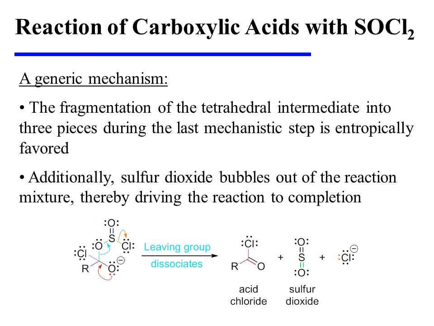The fragmentation of the tetrahedral intermediate into 3 pieces during the last mechanistic step is entropically favored. These 3 species increase the disorder of the system. Additionally, sulfur dioxide bubbles out of the reaction mixture, thereby helping to drive the reaction to completion.